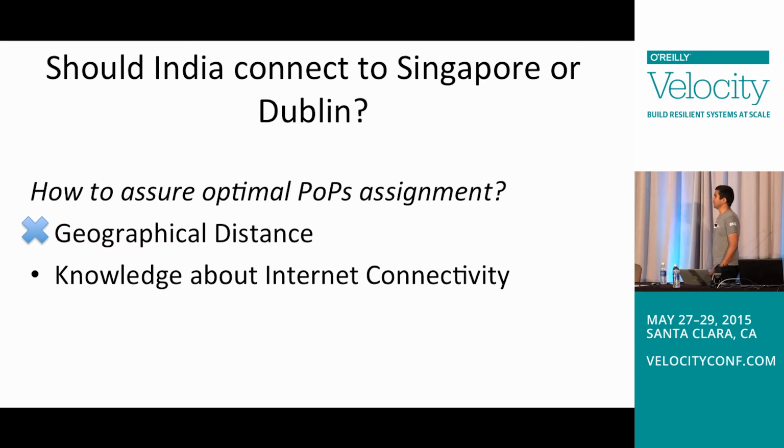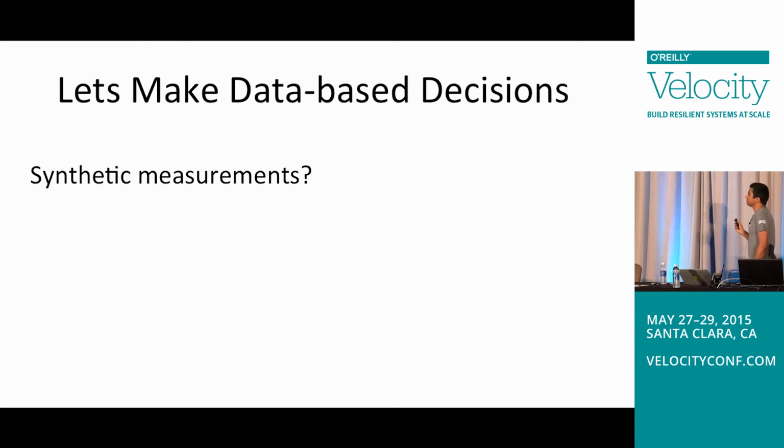You could also do it based on your knowledge of network connectivity. When we built our Singapore POP, we were trying to figure out where should India go, right? And the normal knowledge in the community is that India connects better to Europe than India connects to Singapore. So maybe we should have sent India to Dublin. But again, this is all based on knowledge which can be outdated. Internet changes a lot. So again, this is also out of question for us. Can we make a more data-based decision instead? Instead of using intuition and knowledge, can we do a little bit more data-driven decision?